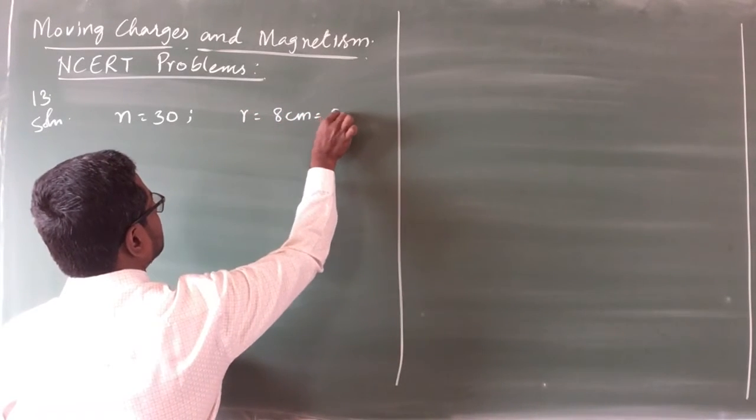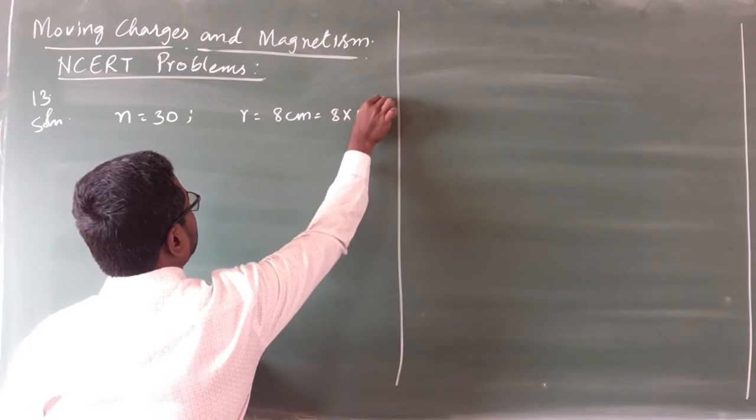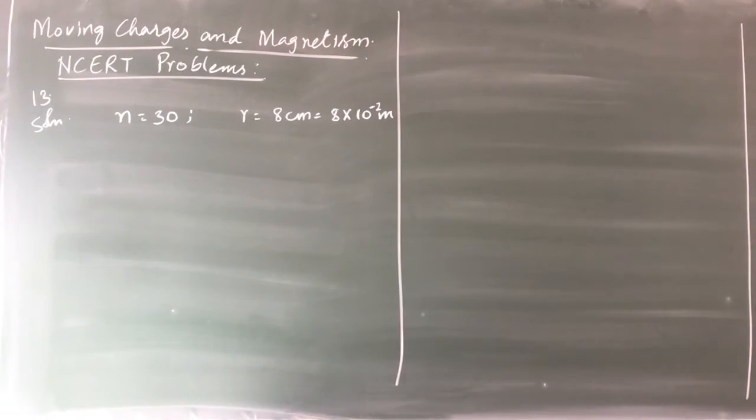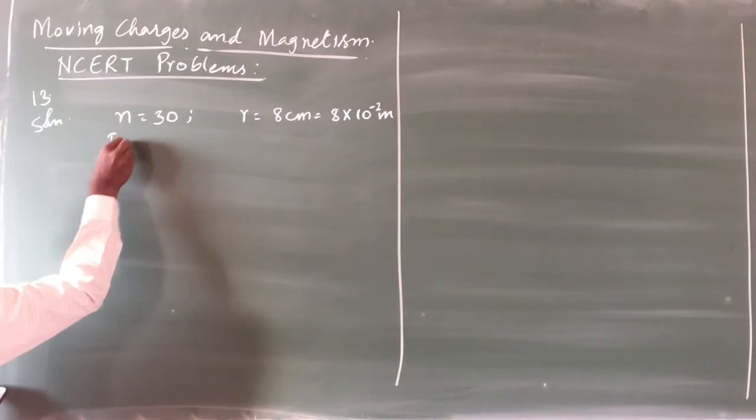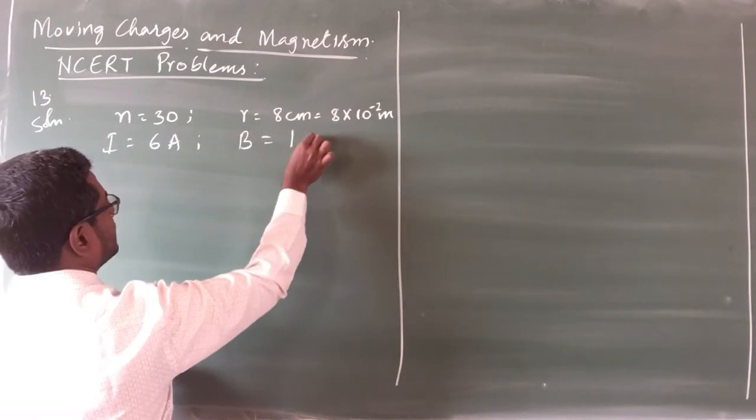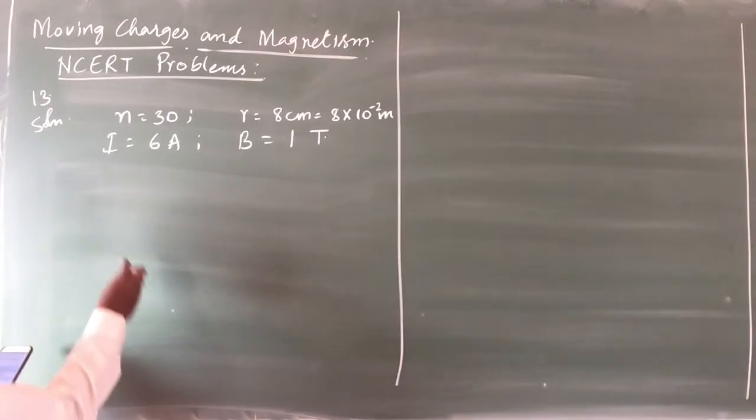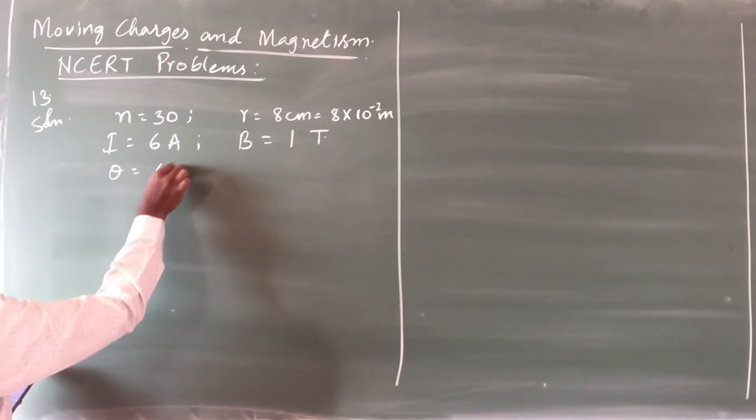I can write the radius as 8 into 10 to the power of minus 2 meter, or we can also write it as 0.08 meter as well. Then the current is given as 6 ampere, and the magnetic field is given as 1 Tesla. The field lines make an angle of 60°. So theta is equal to 60°.